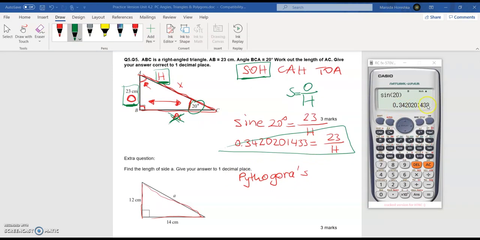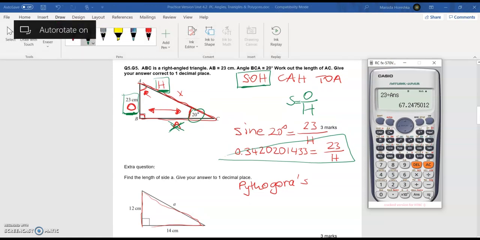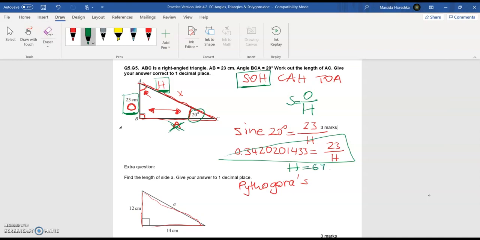So I'm going to keep this long number that I have, which is equal to the sine of 20 degrees, and I'm going to store it as the answer. Now, what I'm going to do is I'm going to divide 23 by the answer. So 23 divided by the answer, and it gives me the hypotenuse. So that is equal to 67.2. That is to one decimal place.